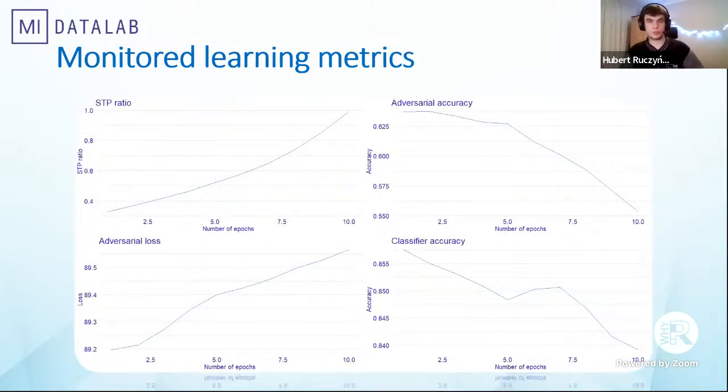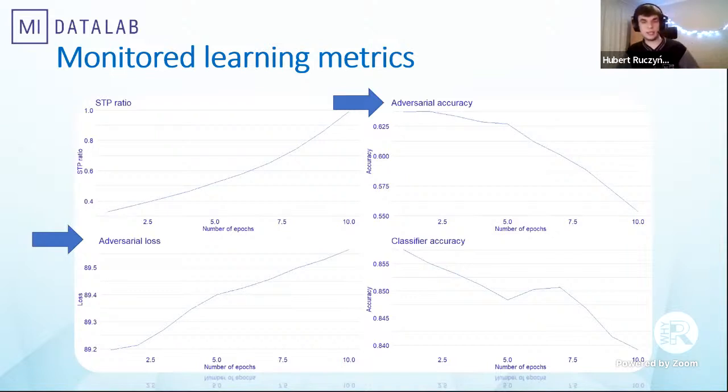To check if our model works properly, we've decided to track the 4 most important learning metrics, which are loss and accuracy of the adversarial model, accuracy of the classifier, and of course, the STP ratio itself. These statistics indicate if the model is learning well and making desirable progress. As you can see, the adversarial's loss function grows and its accuracy diminishes, which means that the adversarial is getting worse with every iteration, despite the fact that it is learning to be better with every iteration also.